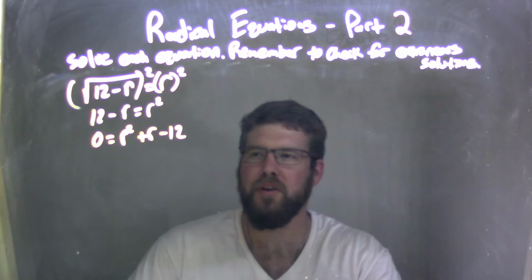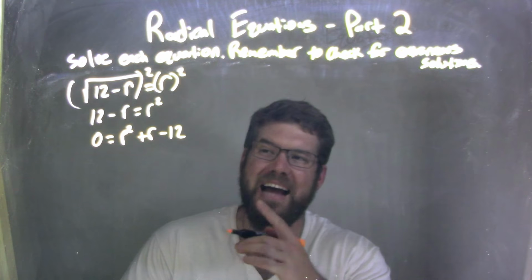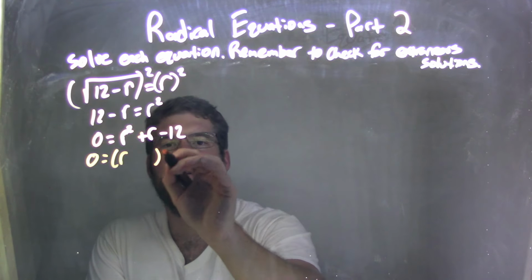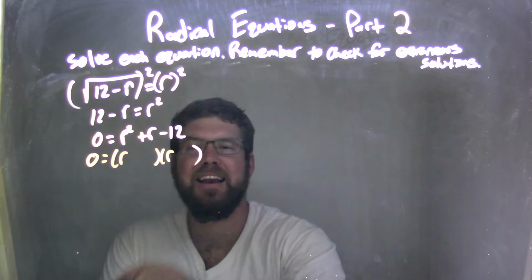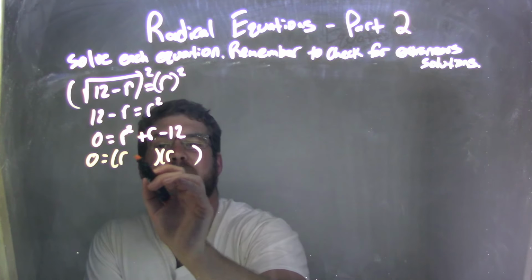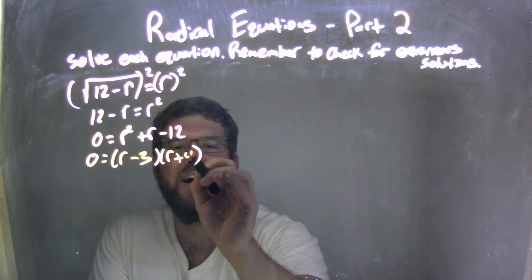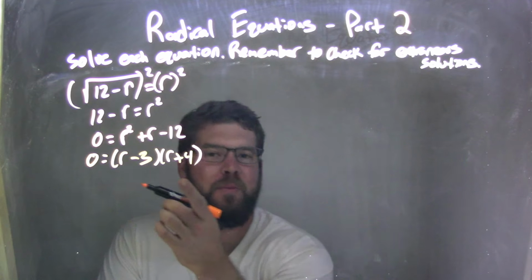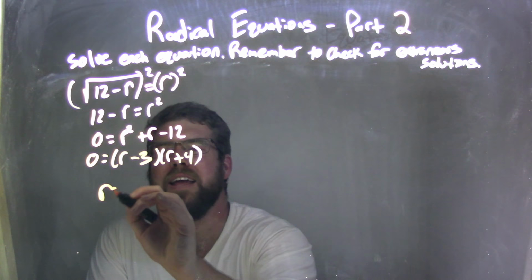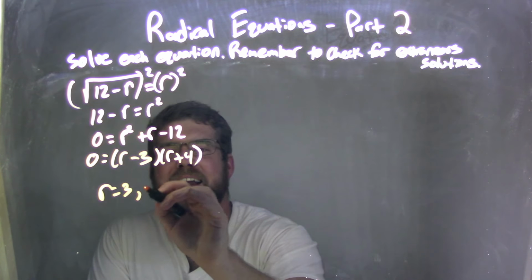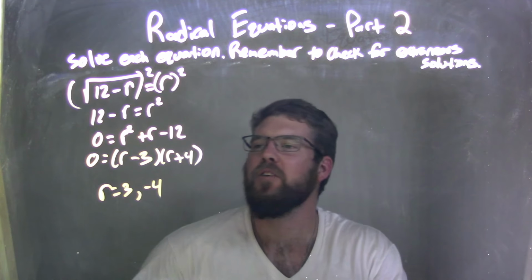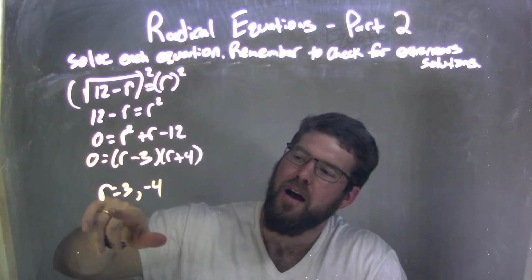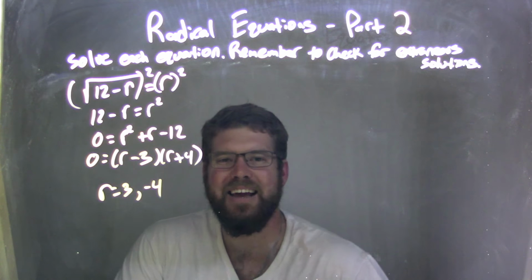So I have to think, what two numbers multiply to be negative 12, but add to be a positive 1? Those two numbers are negative 3 plus a positive 4. I got ahead of myself, sorry. Final answers, when we set both of them equal to 0, we have r equals a positive 3 and a negative 4. So when we factor that, we have r minus 3 times r plus 4, then we set them both equal to 0, we have 3 and negative 4.